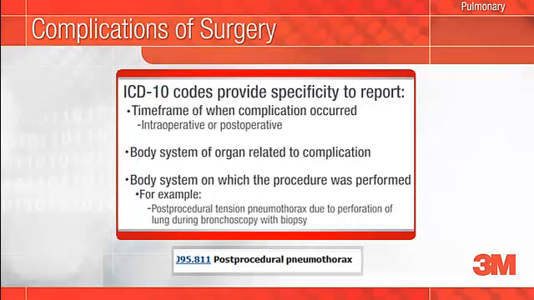Additional elements needed for code assignment, which the coder should be able to determine from the record, are body system or organ affected and body system on which the procedure was performed. For example, as seen here, post-procedural tension pneumothorax due to perforation of lung during bronchoscopy with biopsy is assigned to code J95.811.